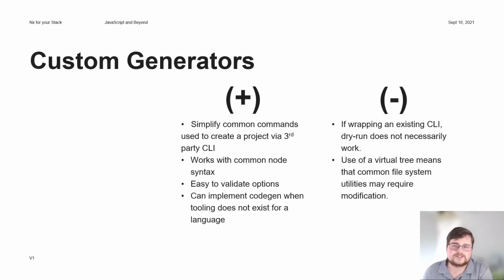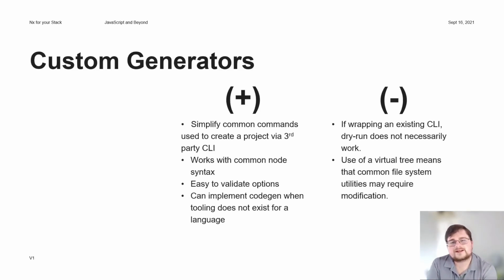Additionally, you're working in Node syntax, which means that it's really cross-platform as long as you're careful when you're actually executing a child process. You get that schema file, which will validate any options you pass through. So if you're passing something that's not valid, it's going to tell you about it. And if the language that you're working with doesn't provide some sort of code gen, you can use Nx's templating with EJS to implement this pretty easily when it's not something that's supported from your tooling.